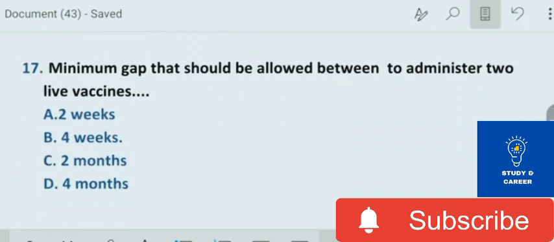17th, minimum gap that should be allowed between administering 2 live vaccines. So what is the minimum gap? A. 2 weeks, B. 4 weeks, C. 2 months, D. 4 months. So the gap that should be between administering 2 live vaccines is 4 weeks.